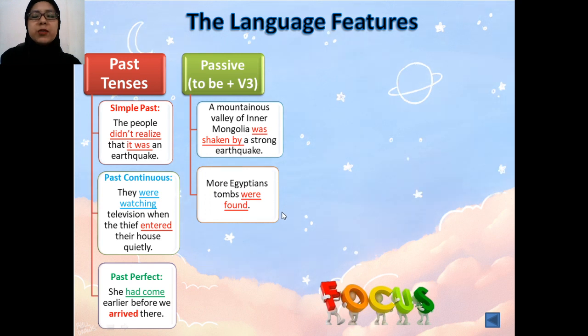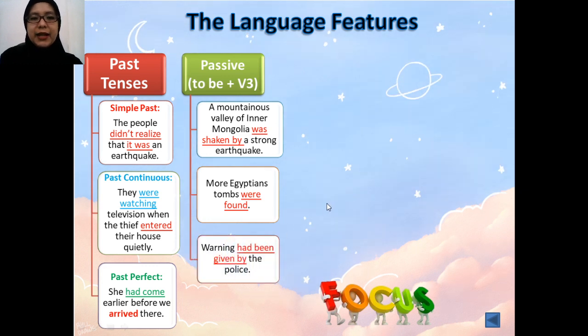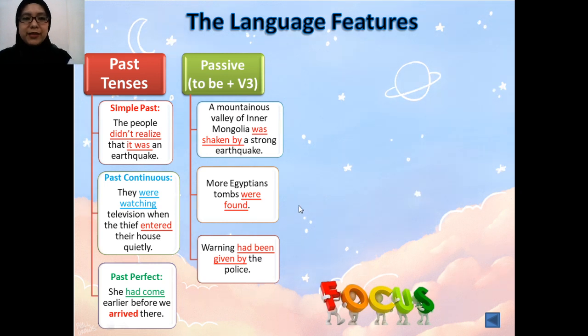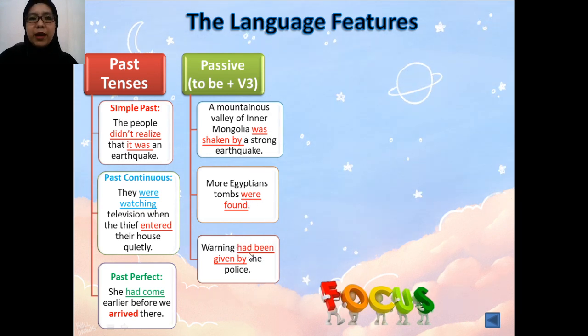Berikutnya, more Egyptian tombs were found. Ditemukan. Oke. Ada lagi contohnya, warning had been given by the police. Ya, warning. Oke. Telah diberikan oleh pihak polisi, kepolisian. Nah, itu contoh-contohnya. Mudah-mudahan sudah lumayan jelas ya. Di sini kita perhatikan to be-nya ada was, were, kemudian had been. Ketiganya ini merupakan pasif dalam bentuk lampau. Oke?